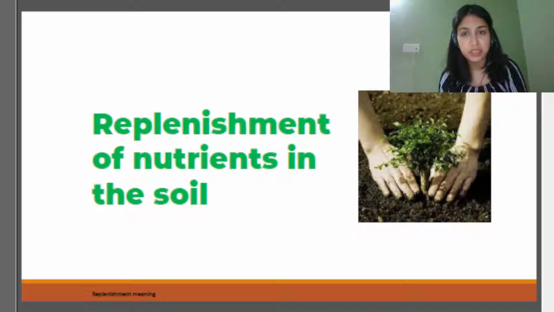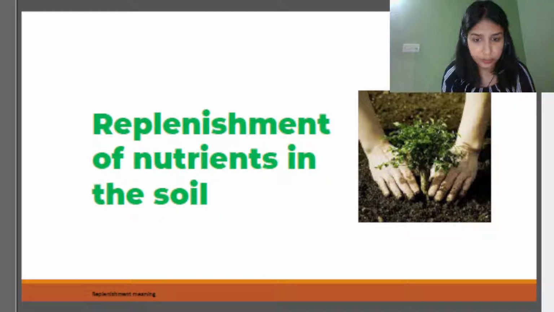Replenishment basically means adding on something that is already there. Nutrients are already there in the soil, but we are enhancing them. We are adding additional nutrients to the soil with the help of manure and fertilizers. So that will help in increasing the yield of the crop.